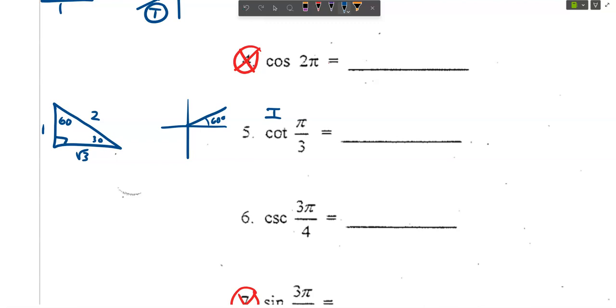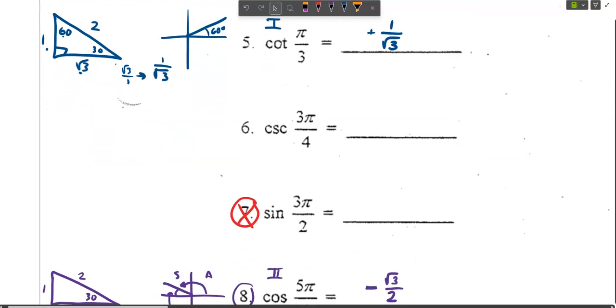So cotangent is the reciprocal of tangent. So tangent of 60 is opposite over adjacent. So it's root 3 over 1, which means the answer to this is going to be 1 over the square root of 3. Because we're in quadrant 1, all values are positive. So this is a positive 1 over the square root of 3.